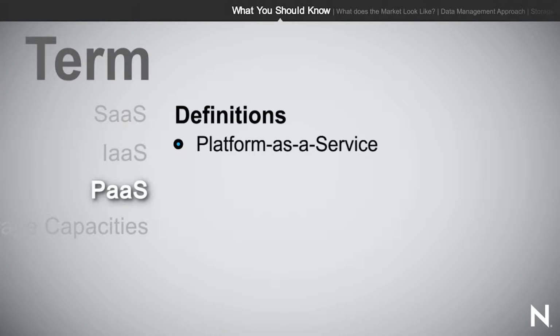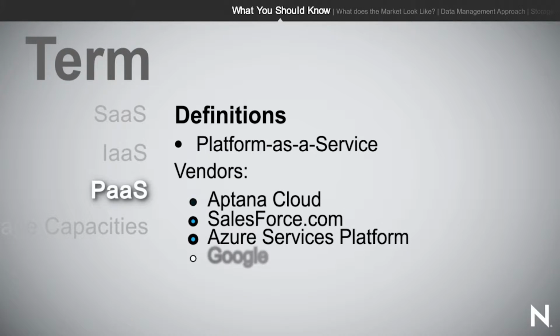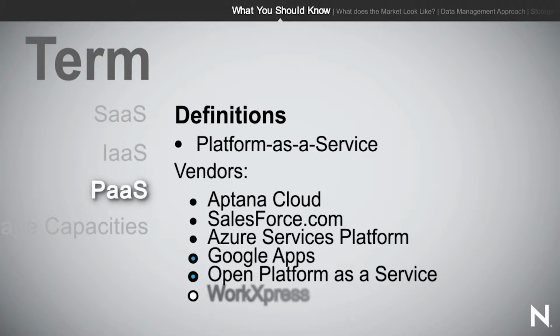Platform as a service is the delivery of a computing platform and solution stack as a service. It often goes further with the provisioning of a software development platform that is designed for cloud computing at the top of the cloud stack. Some vendors in this space include Aptana Cloud, Salesforce.com, Azure Service Platform, Google Apps, Open Platform as a Service, WorkExpress, and Rackspace Cloud.